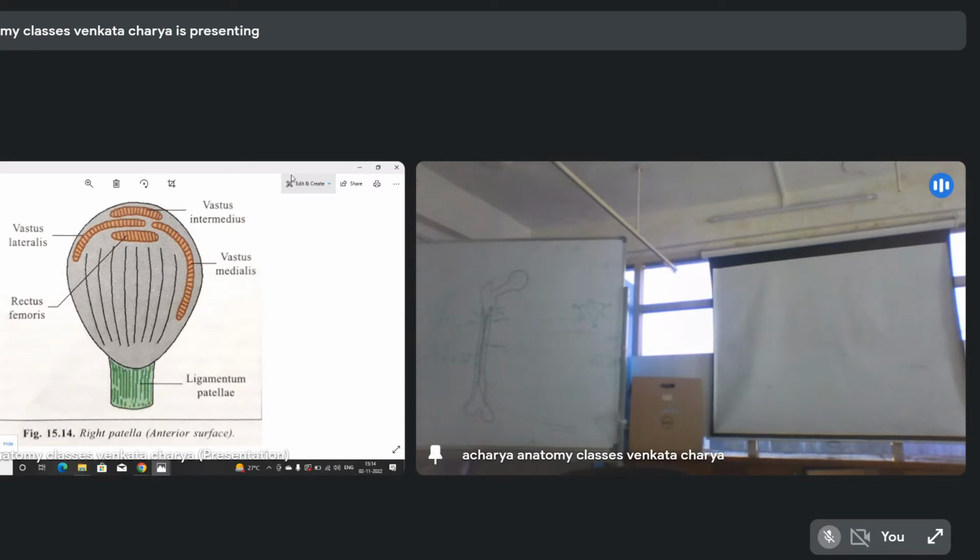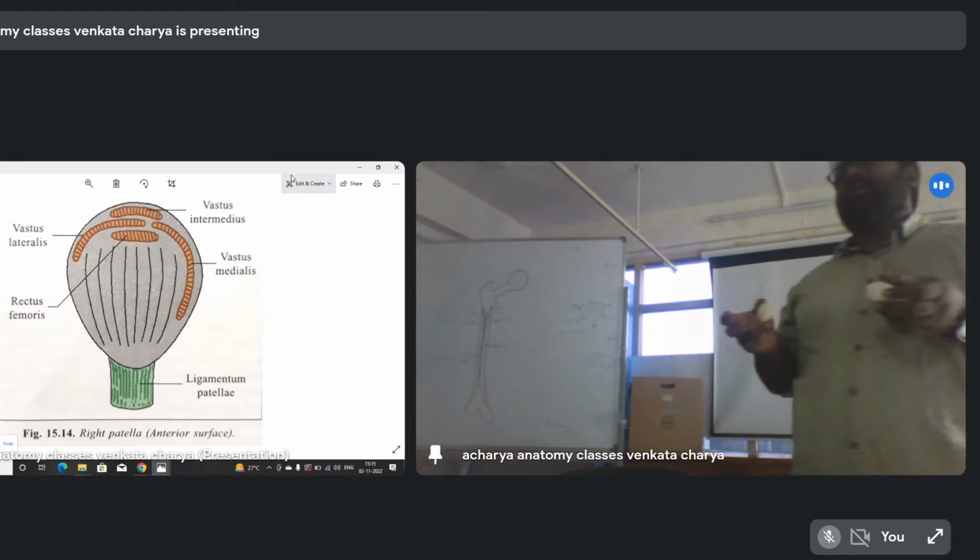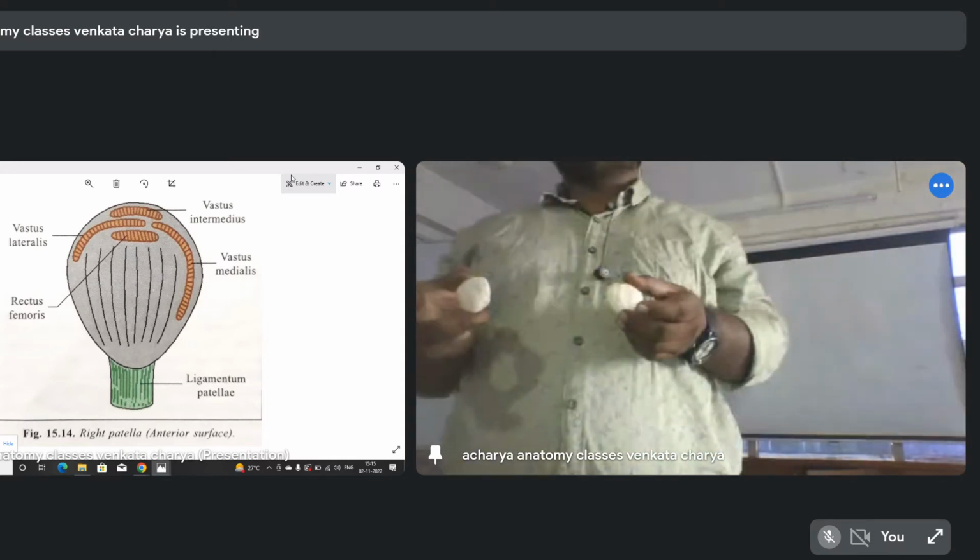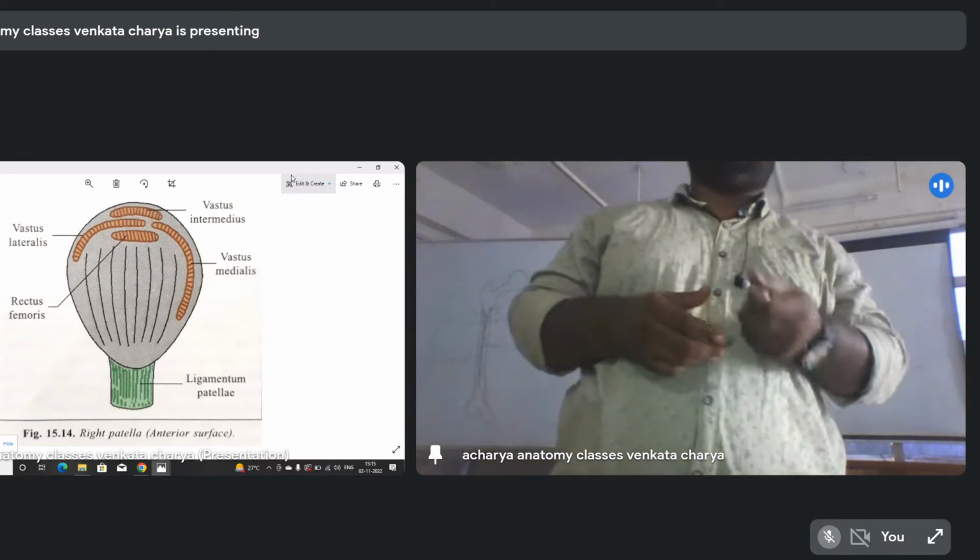Placing it like this is wrong. Apex faces above means wrong. Apex always faces down. That's correct. Then base faces above. More lateral area, less medial area. This one is the right one and this one is the left one. Are you getting it? Yes. These are the side determination points.